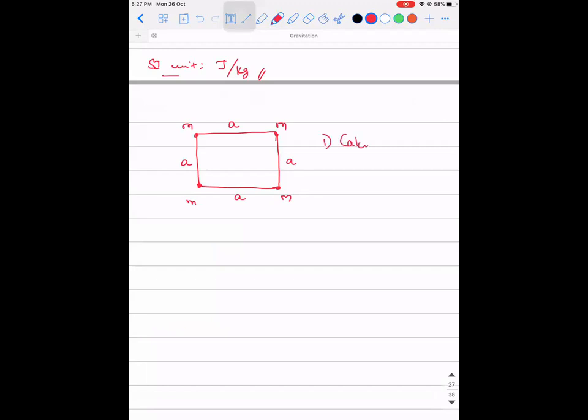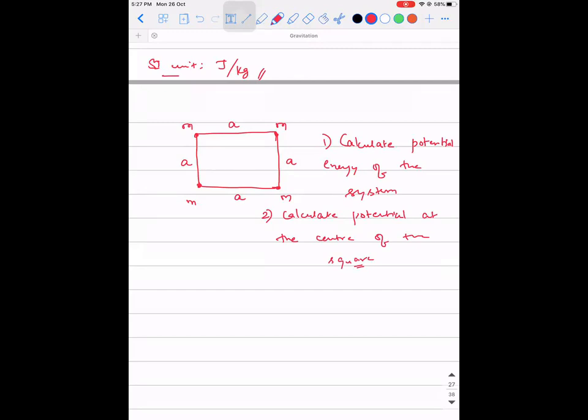First, calculate the potential energy of the system. Second, calculate the potential at the center of the square. So these are the two tasks that we are supposed to do. One is we need to calculate the potential energy of the system. Second is we need to calculate the potential at the center.